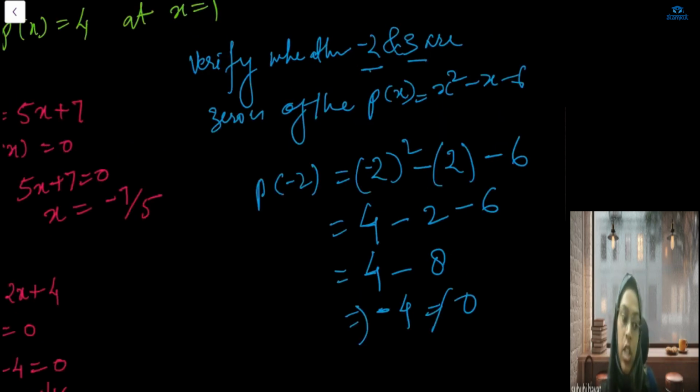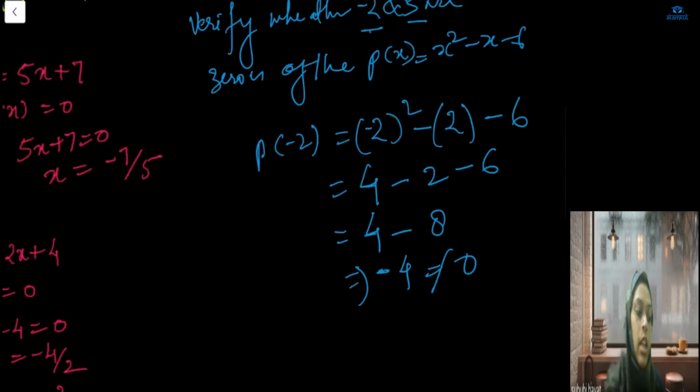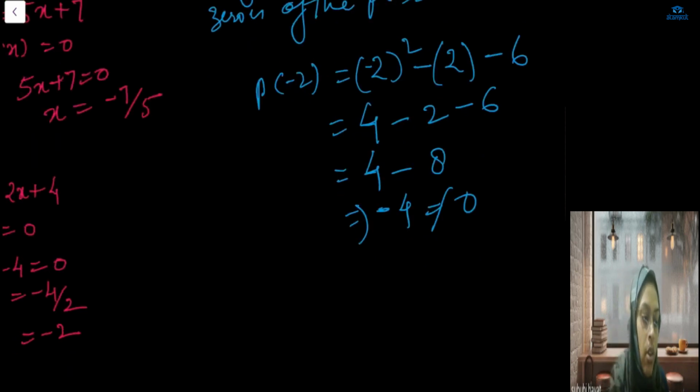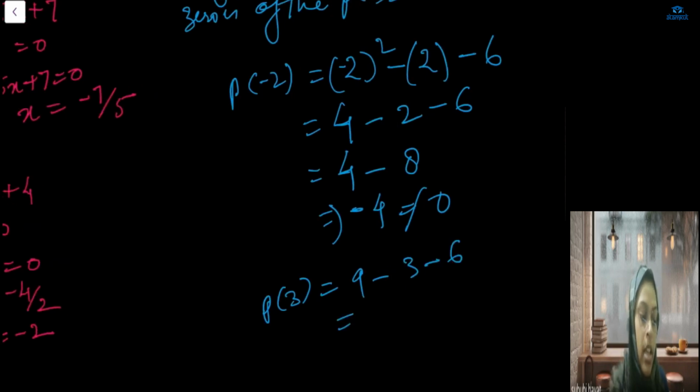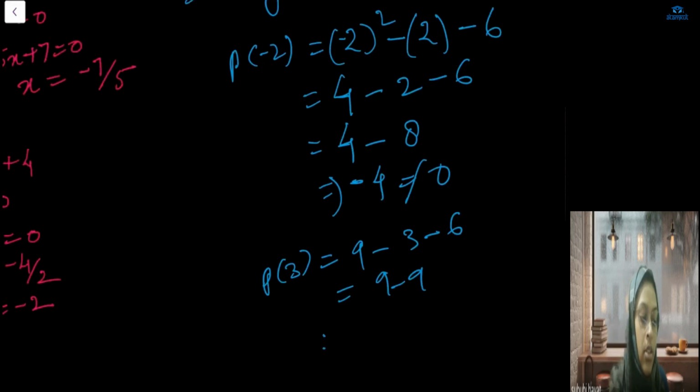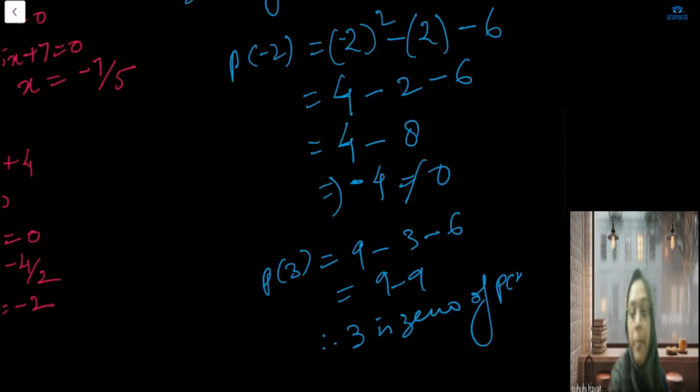Similarly, we'll check for 3, and when we check for 3, you'll get that 3 is the zero of the polynomial. You can see here 9 minus 9, so therefore 3 is a zero of the polynomial. Now, I think it's very clear in your mind how we can find out the zero of the polynomial, and all the three types of questions have been covered here.